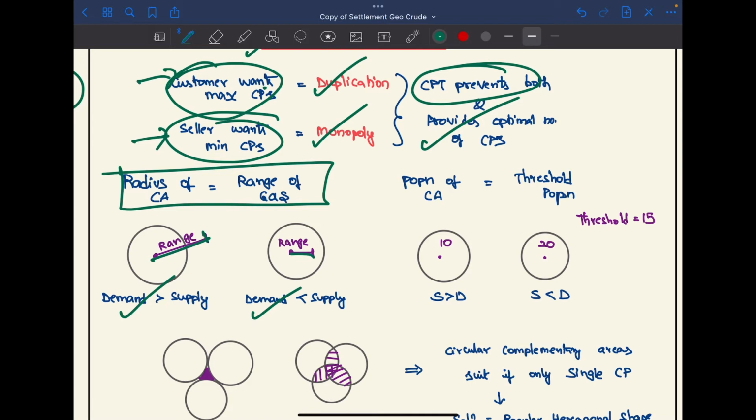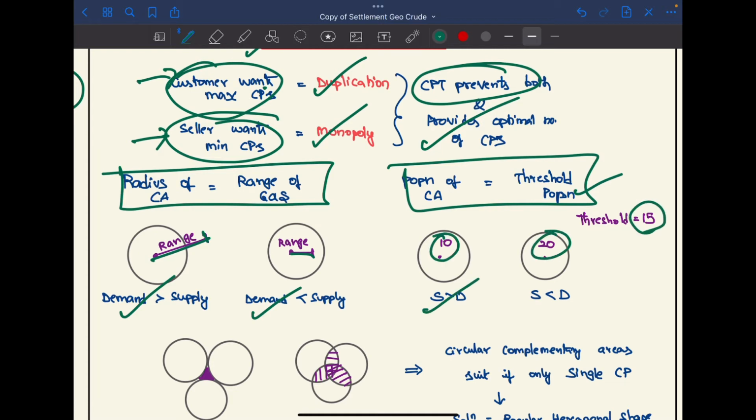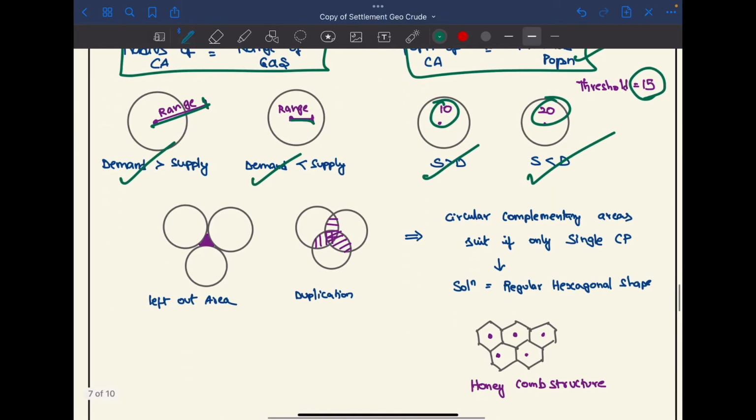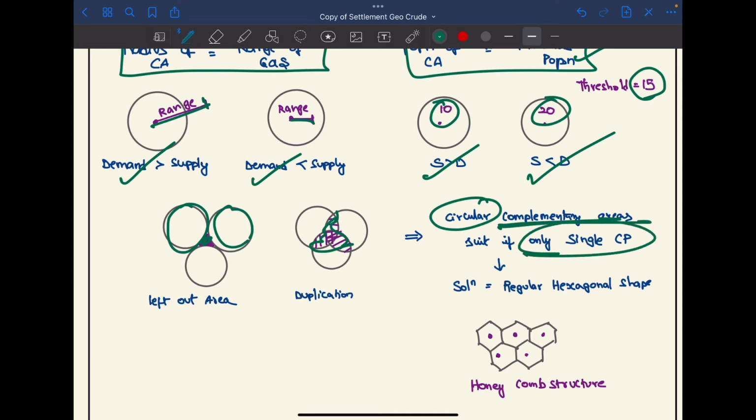And second, the population of the complementary area must be equal to the threshold population. For example, if the threshold is 15 and there are only 10 people there, supply will be more, and if there are 20 people, supply will be less. Next, if we consider circular complementary areas, this will be a left out area, and if they are overlapping, this will be an area of duplication. Therefore, circular complementary areas will be applicable only if there is a single CP, or else we will use regular hexagonal shapes. So this is the honeycomb structure, which is the best shape for this.